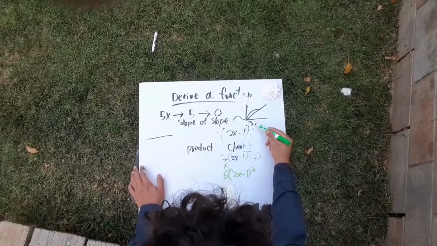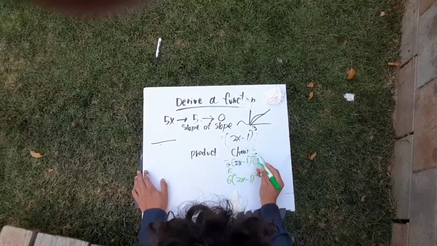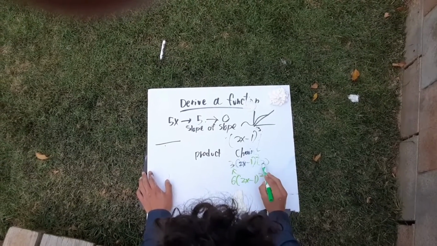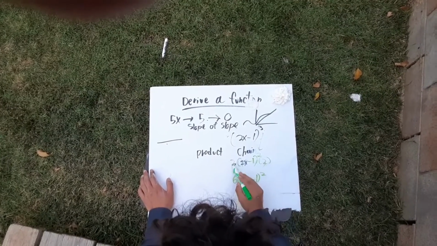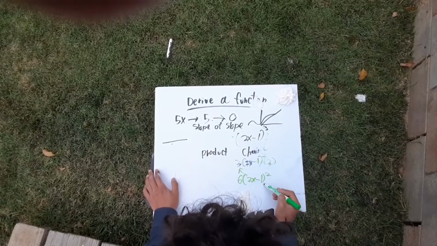So after you subtract this, you would have to derive the function here to get 2. And also, since you have 2 right here, you have to multiply it to the front. So you get 6 times 2x minus 1 squared.